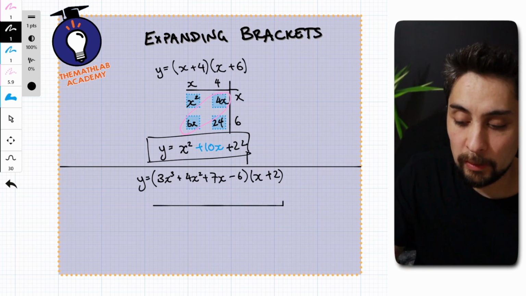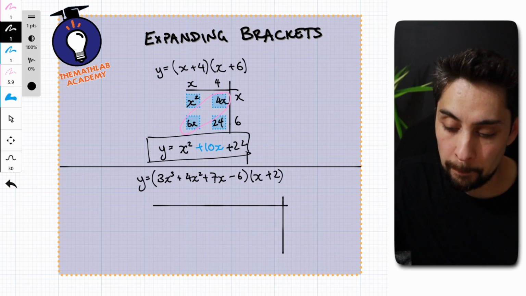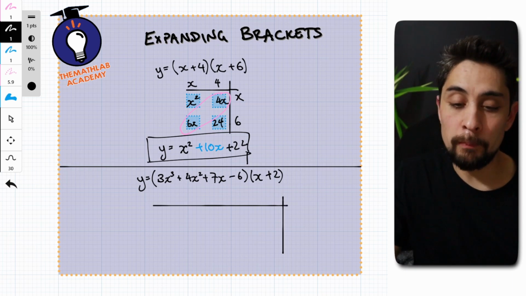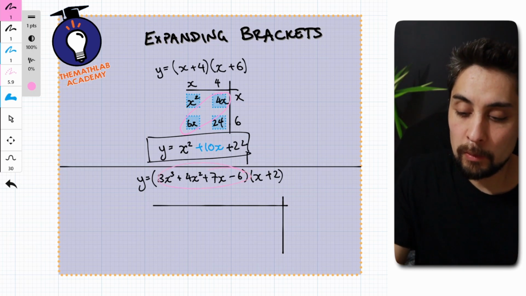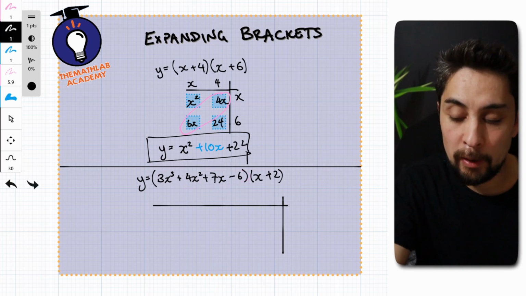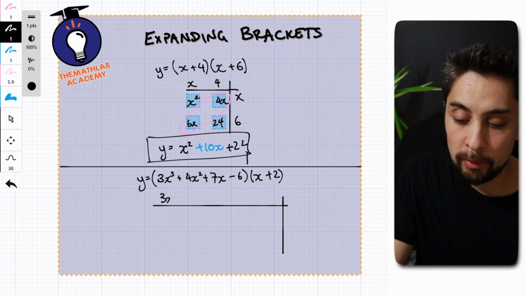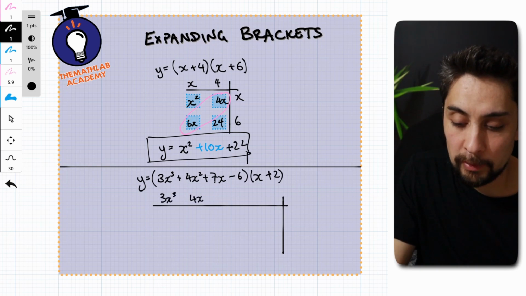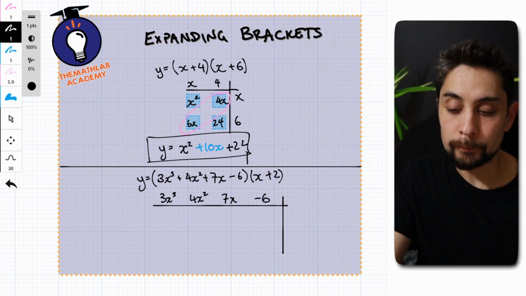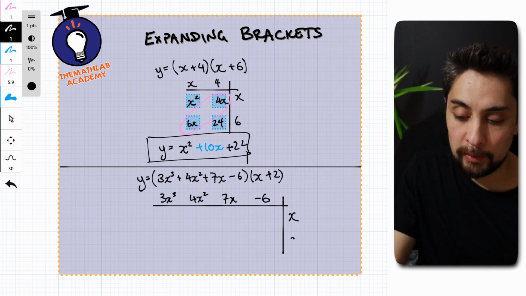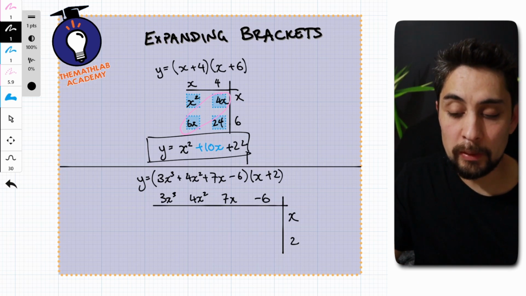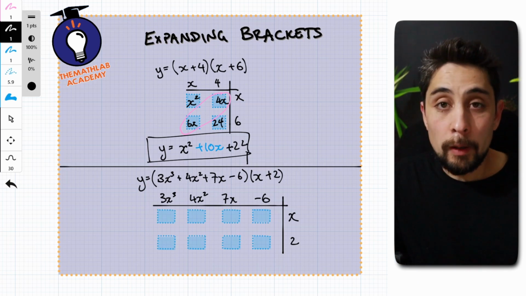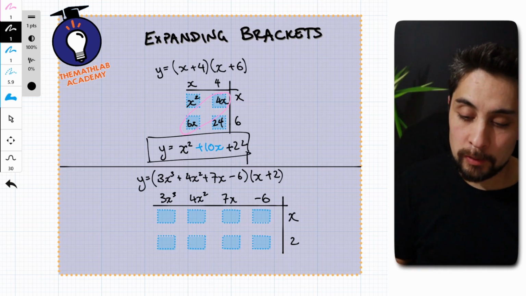However, we're just going to make it a bit wider on the horizontal because we've got more terms to fill in. This first section here will go in the top of our grid: 3x cubed, 4x squared, 7x, and this is negative 6. On the side we have x and 2. Let's fill in all of the gaps just like we did before. And now we're multiplying piece by piece just like we did last time.